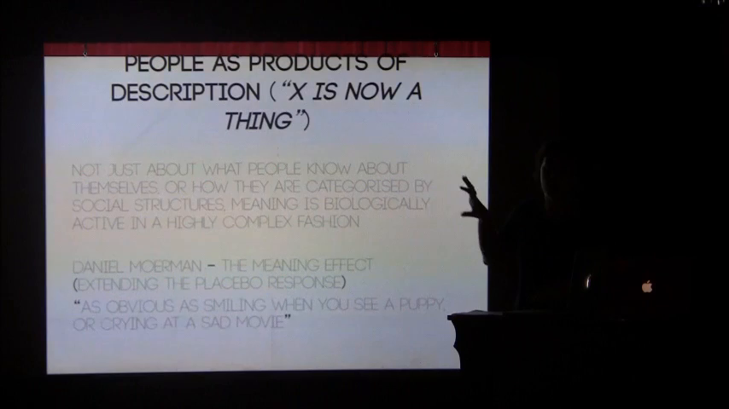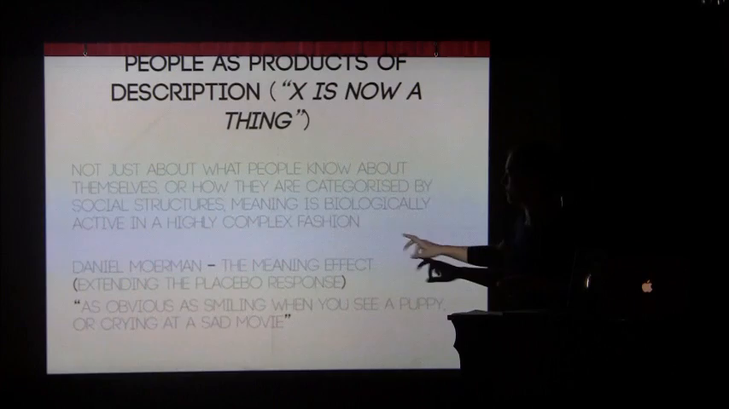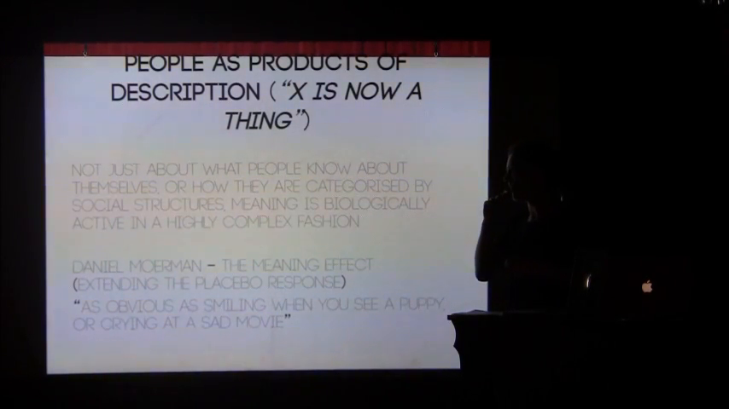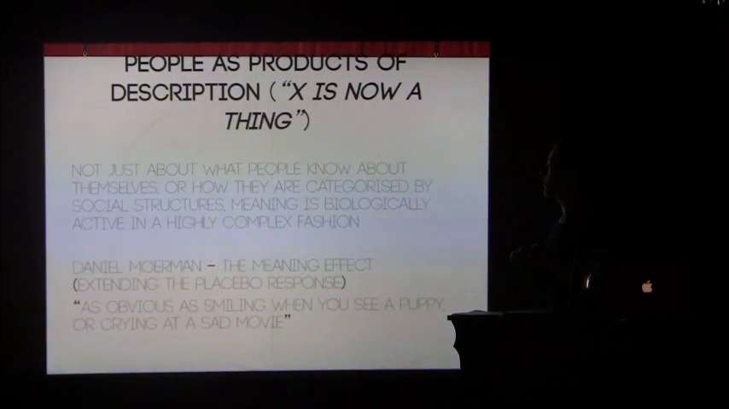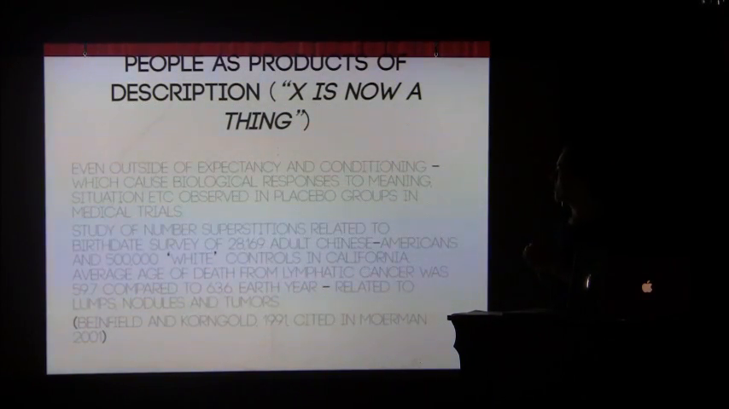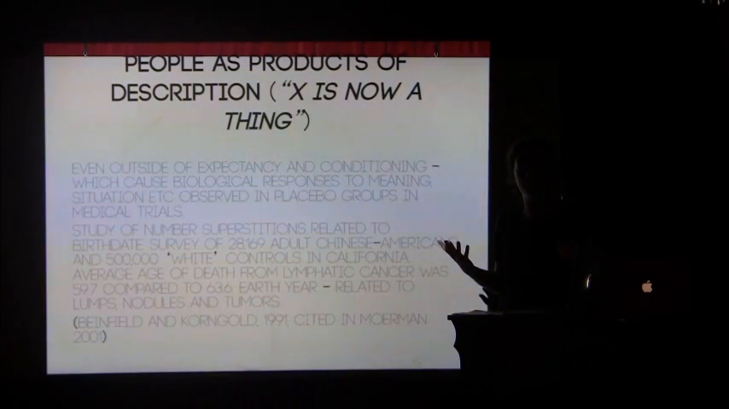But there's also, knowledge also affects people biologically. So Dan Moerman, the favourite medical anthropologist, talks about the meaning effect. He extends the placebo effect to talk about the way in which meaning about oneself or one's own category can actually affect people biologically. So things like expectancy or conditioning cause biological responses to meaning. So it's broadly what we know as the placebo effect.